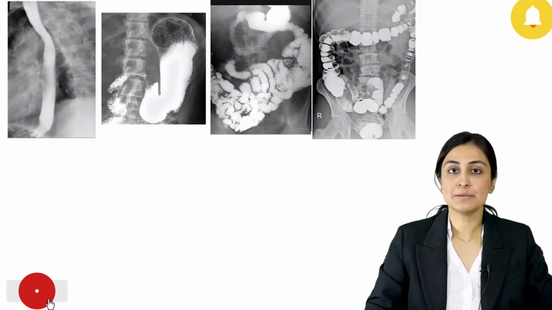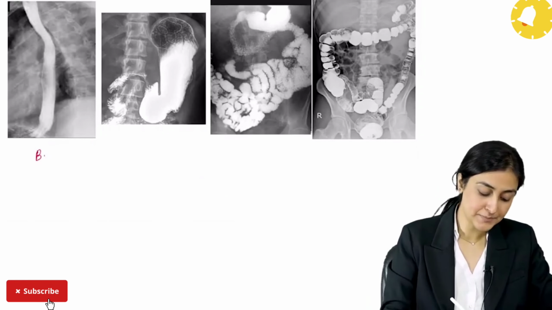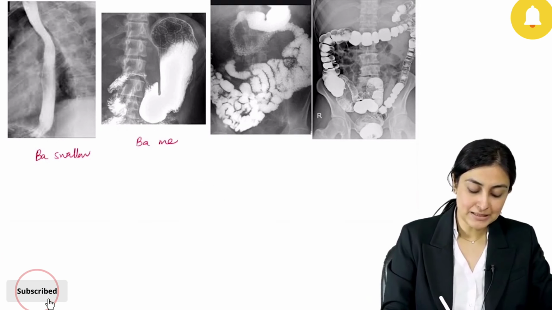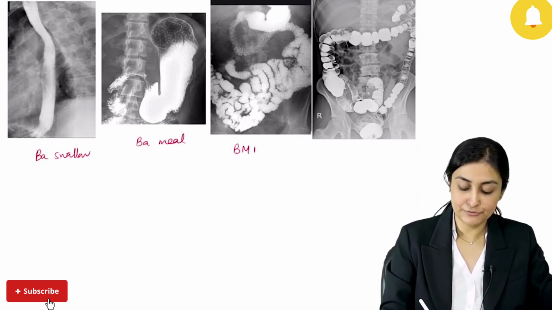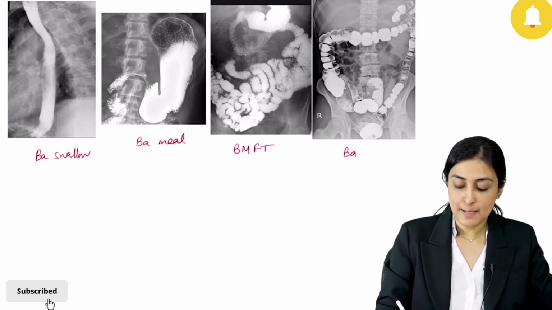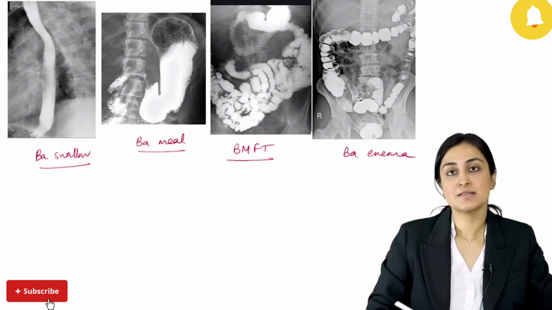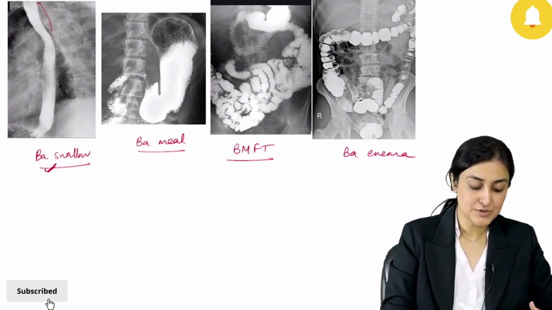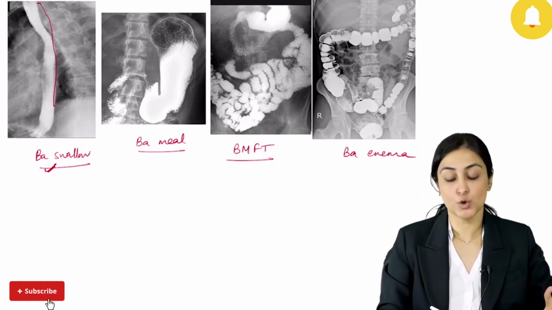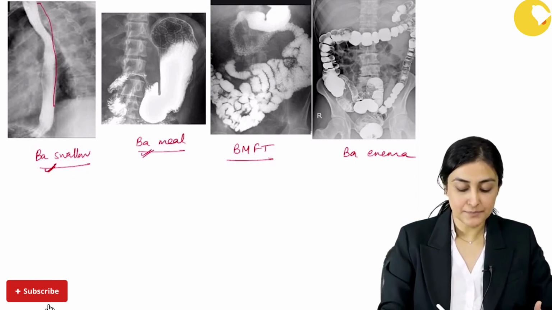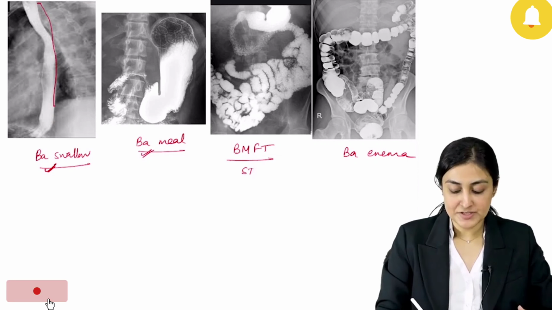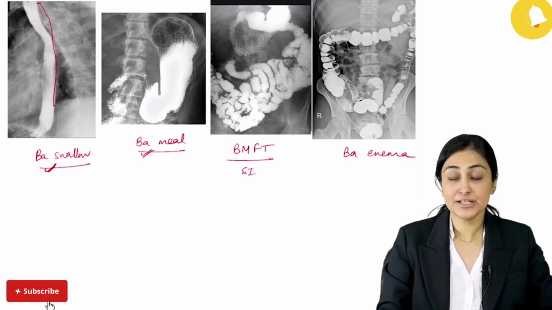So we have 4 barium investigations. This is barium swallow, this is barium meal, this is barium meal follow through, and this is barium enema. For the first 3 investigations, we ask the patient to swallow the barium. Whenever we are looking at the esophagus, that is barium swallow. When we look at the stomach, that is called the barium meal. When we look at the small intestine, so again, how to identify the parts?